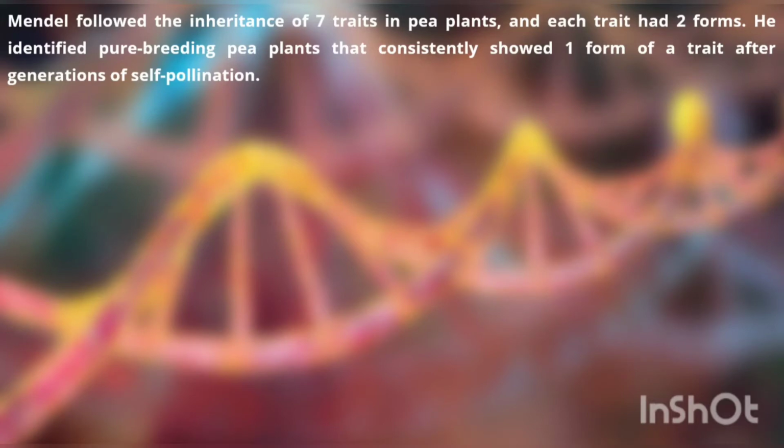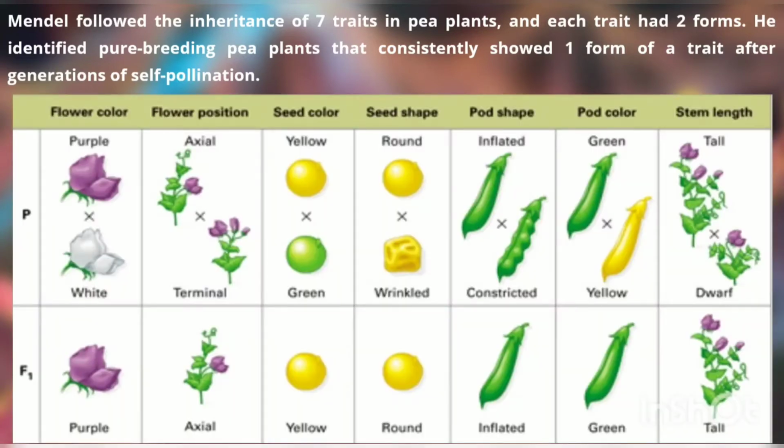Mendel followed the inheritance of 7 traits in pea plants, and each trait had 2 forms. He identified pure breeding pea plants that consistently showed one form of a trait after generations of self-pollination. So we have here for flower color, purple and white. For flower position, we have axial and terminal. Seed color, yellow and green. Seed shape, we have round and wrinkled. For pod shape, we had inflated and constricted. For pod color, we have green and yellow. For the stem length, we have tall and dwarf.